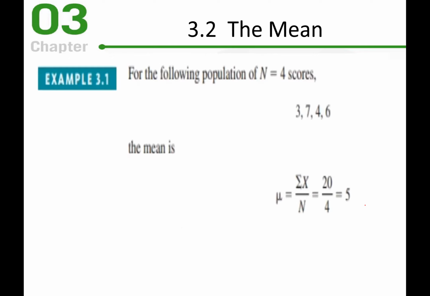Let's look at another example. This one has a population of scores. There are 4 of them: 3, 7, 4, and 6. We sum up the X scores: 3 plus 7 plus 4 plus 6 gives us 20. We divide by the number of scores in the population, which is 4. So 20 divided by 4 gives us 5.